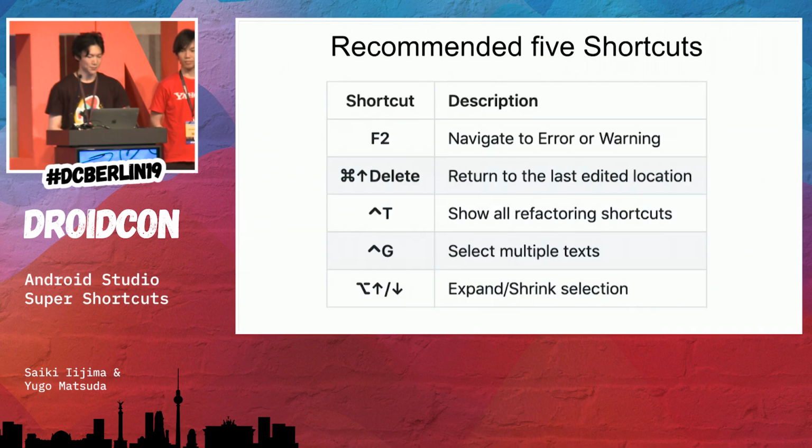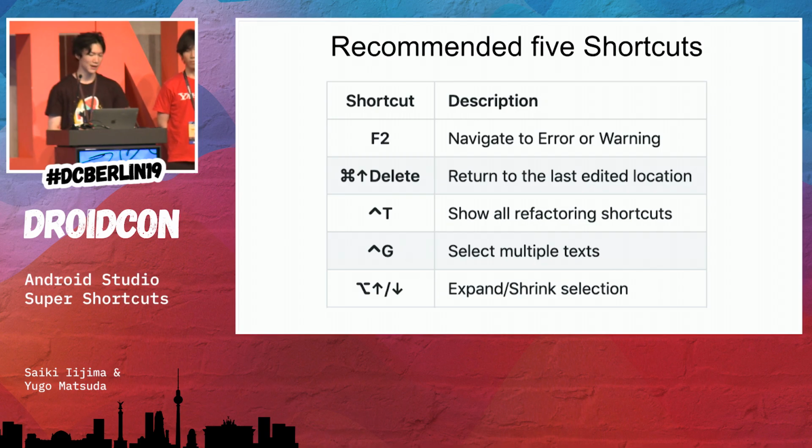That are these 5. F2, navigate to error or warning. Option Shift Delete, return to the last edited location. Ctrl T, show all refactoring shortcuts. Ctrl G, select multiple texts. Option Up or Down, expand, shrink selection. At least, please remember and use these 5. If you find it useful, try using other shortcuts too.